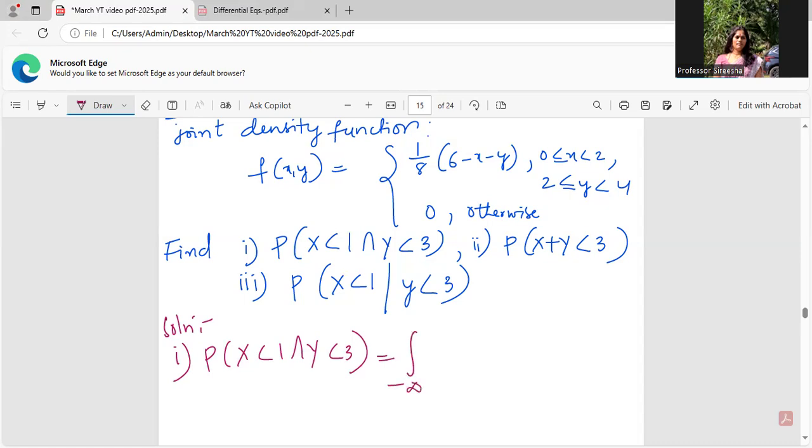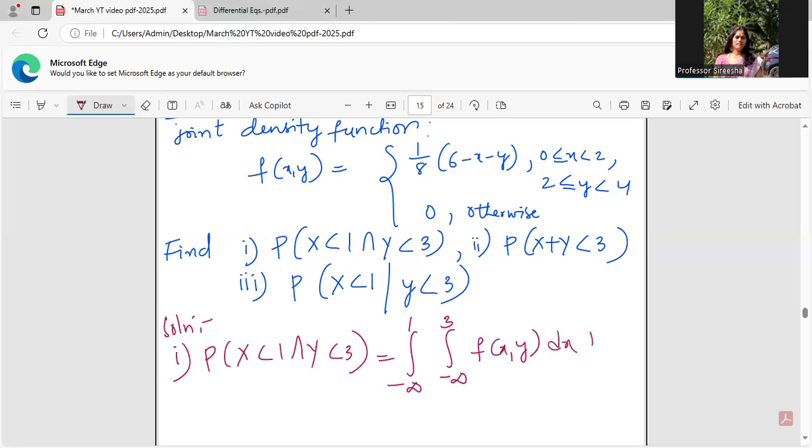Integral. Actually, every function ranges from minus infinity to plus infinity. But wherever it is defined, there only we will take, like how we used to take for a single continuous random variable. So I'll be writing like this. The limits are known to me. dx dy.